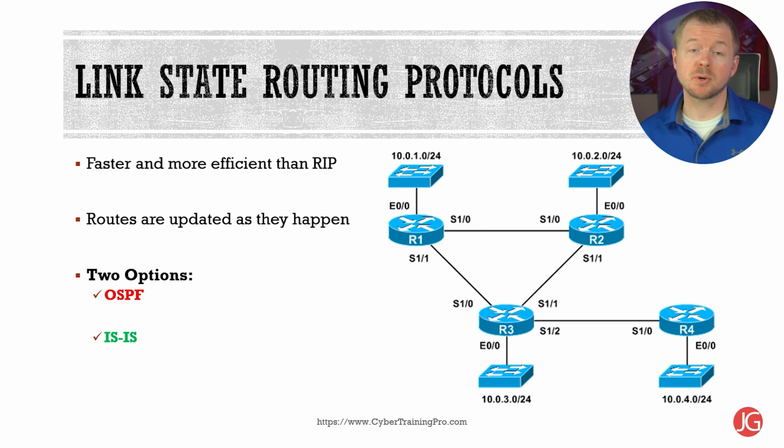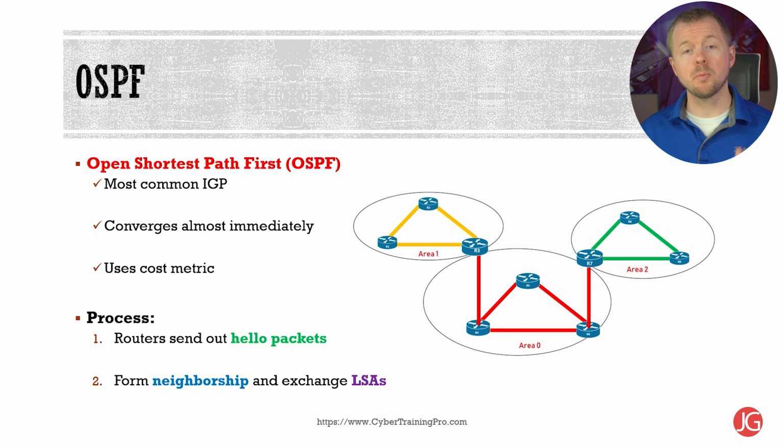Link state protocols were created because we needed a faster and a more efficient routing protocol than RIP. And the main idea is that individual routes should be updated as they happen or they appear. The two that you need to know about are OSPF and ISIS. Open Shortest Path First, or OSPF, is the most commonly used interior gateway protocol in the world. It converges almost immediately, unlike RIP, and it works within a single autonomous system.